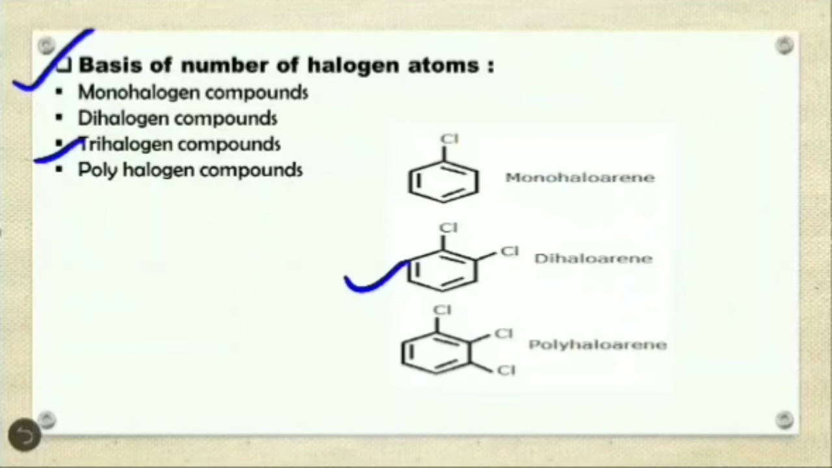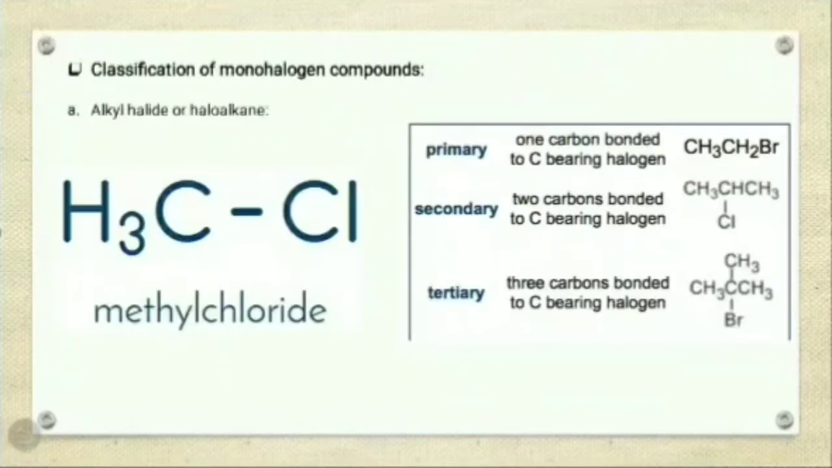Trihalogen compound. The compound containing three halogen groups is known as a trihalogen compound. And polyhalogen compound means more than three halogen groups. We will see classification of monohalogen derivatives in more detail. Classification of monohalogen derivatives. Monohalogen compounds are further classified on the basis of position of the halogen atom and the type of hybridization of the carbon to which the halogen is attached.